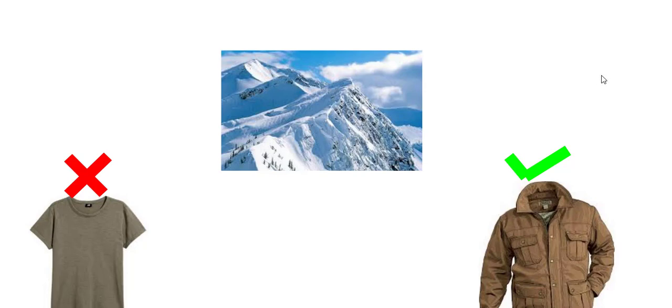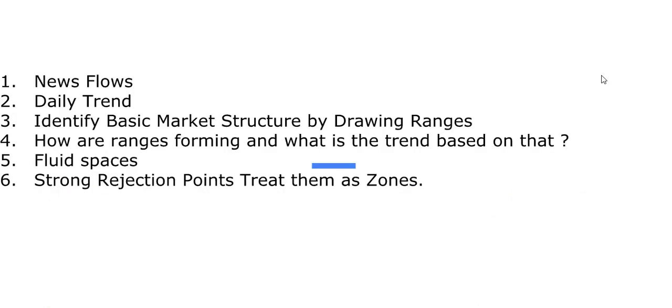Okay, so let's try to understand how to assess the context for markets. We take 6 points into consideration. First thing is the news flow. We try to understand if there is any important news that is coming, like a budget announcement or RBI announcement, something of that sort, or elections. These are a few of the things that actually affect the markets.